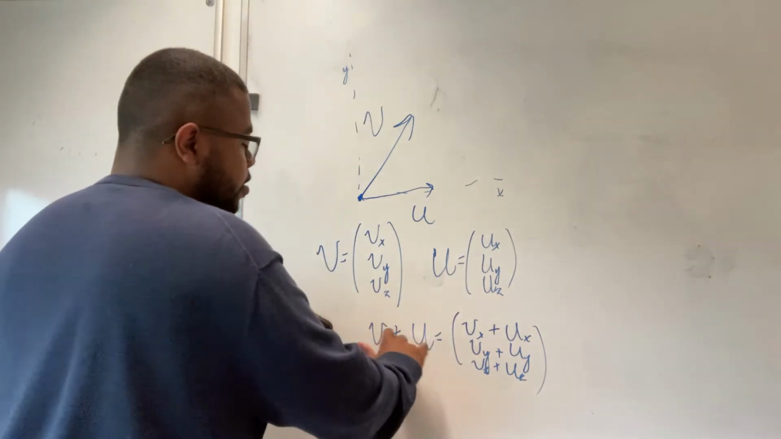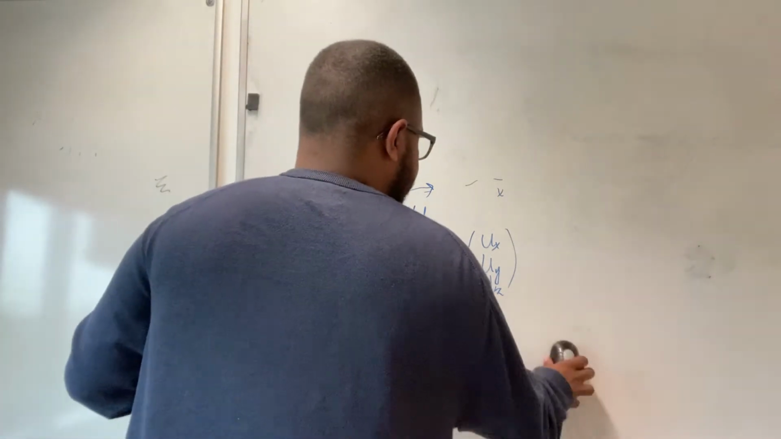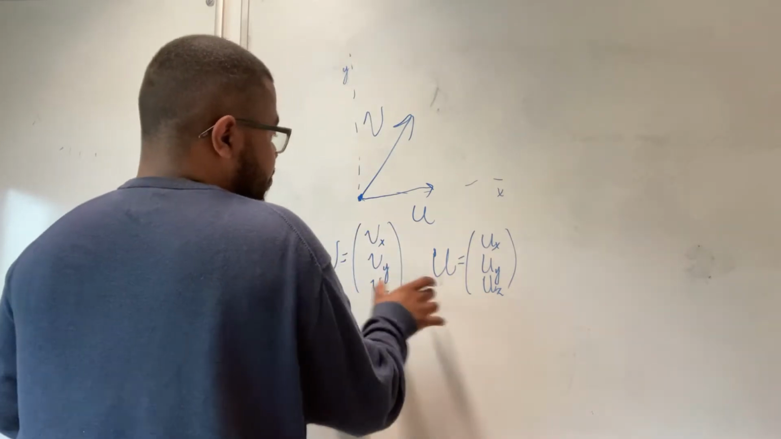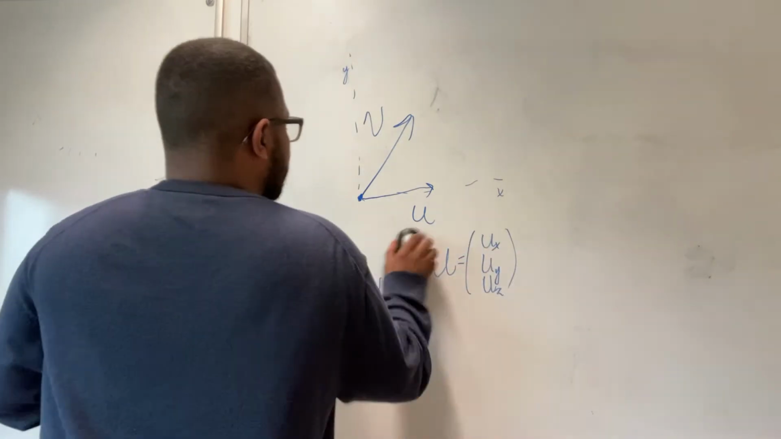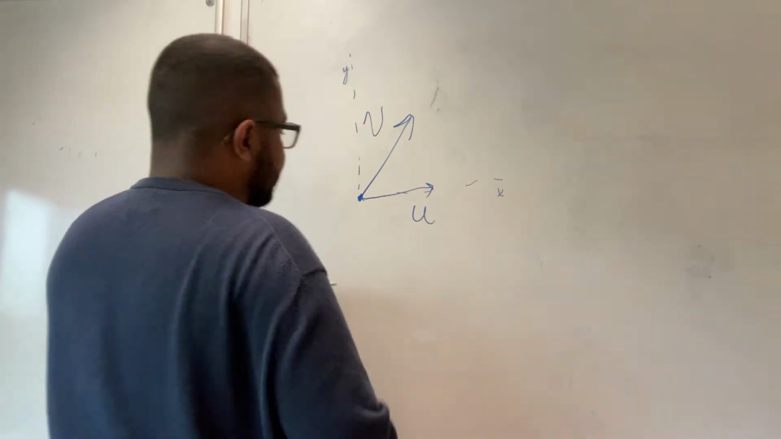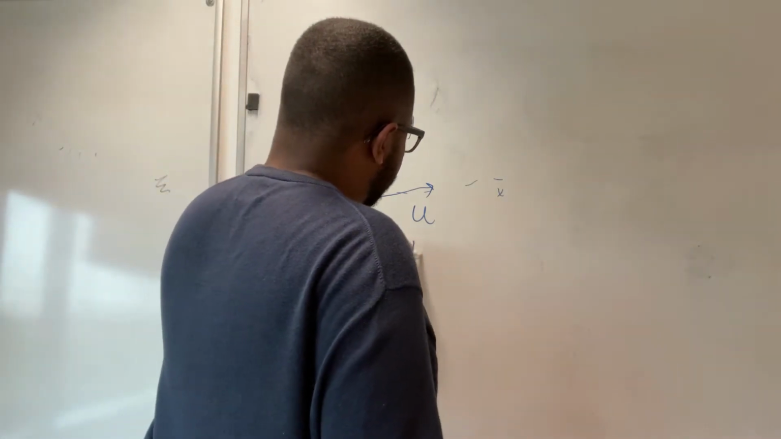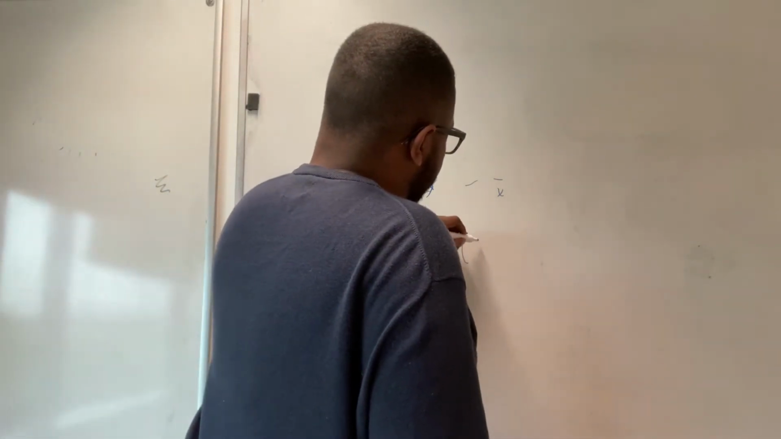Another way of writing this vector sum is, instead of doing it in this typical vector notation, you can also write it as the following. So v plus w is equal to.